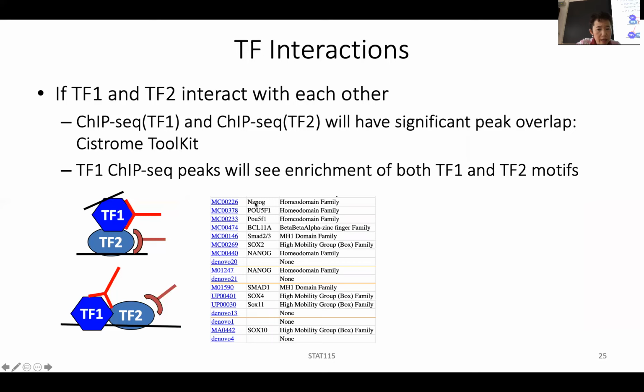This is actually a Nanog ChIP-seq. You will see that the Nanog motif is here, but you also see the SOX motif enriched. You can see it's SOX1, sorry, SOX4, SOX11, and SOX10. They are all actually SOX motifs because they are the same family members. So you know that the Nanog family of transcription factors and the SOX transcription factors interact with each other. Okay, yes, Richard. Sorry, I think I missed something.